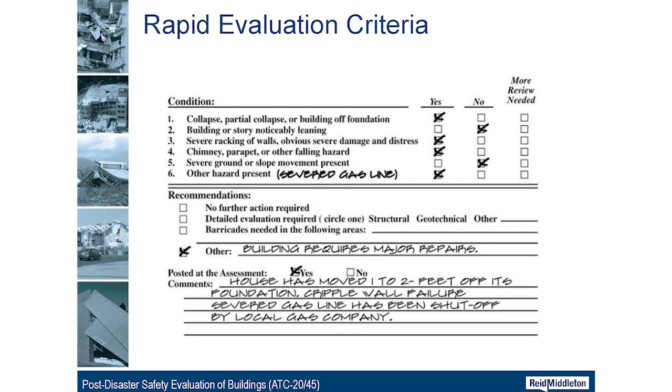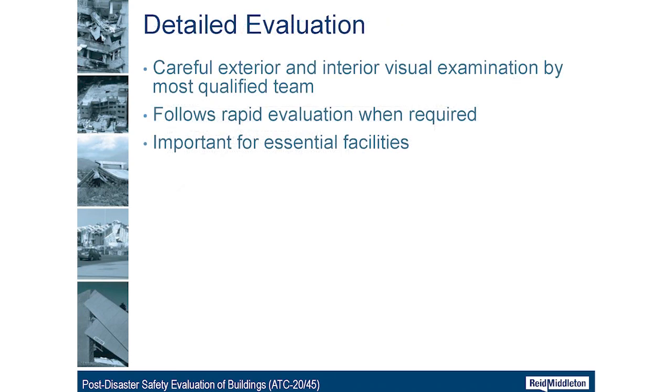Was it posted at the assessment, yes or no? Their level of detail of comments: building has moved 2 feet off its foundation, cripple wall failure, severed gas line has been shut off by the local gas company. So that's our rapid form. That's chapter 3 of our field manual.